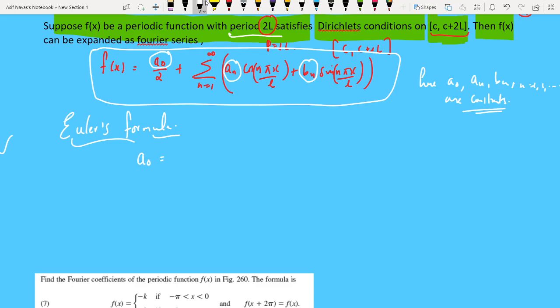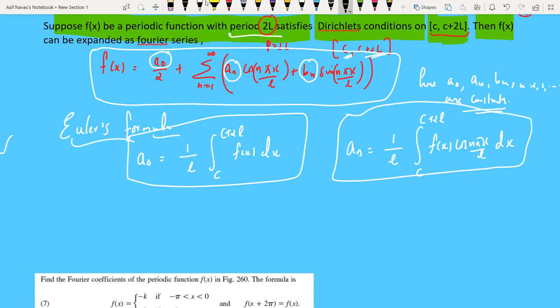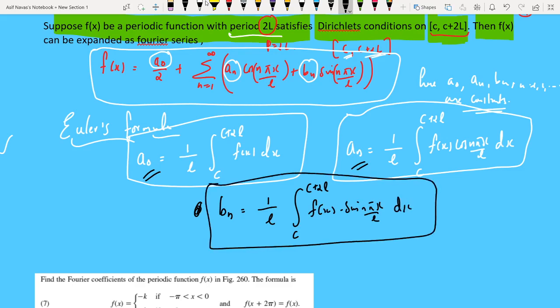a naught is equal to 1 by L, where L is the period by 2, integral over the interval c to c plus 2L of f of x dx. So this is the formula for finding a naught. a n is equal to 1 by L integral from c to c plus 2L of f of x cos n pi x by L dx. Note it down. And lastly, b n is 1 by L integral from c to c plus 2L of f of x into sin n pi x by L dx. These are the formulas for finding a naught, a n, and b n.